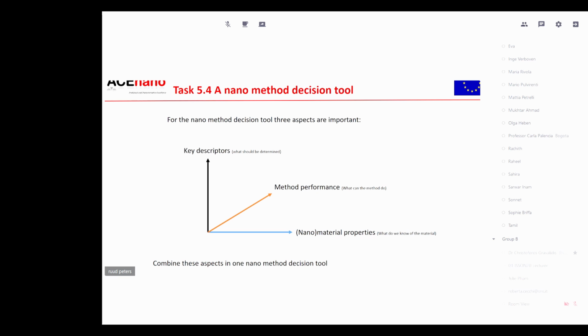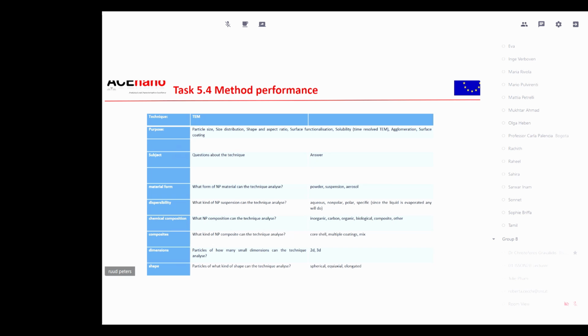Well, in total, we have mentioned now about 20 different methods, and so we also have 20 different tables which give an impression of the performance of the methods in terms of sensitivity, trueness, robustness, and precision, but mainly about what the method can do, what it can handle. Can it handle powders, or can it only handle suspensions?